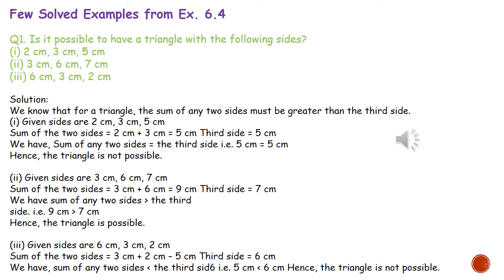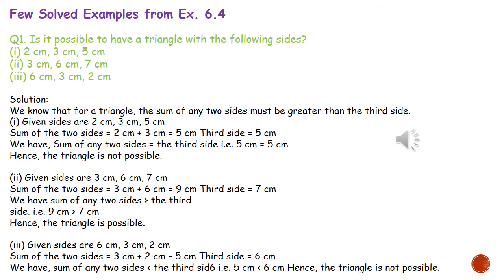In the second part of the sum, the values are 3 centimeter, 6 centimeter and 7 centimeter. If we add 3 plus 6, it is coming 9 centimeter, which is greater than the third side, that is 7 centimeter.